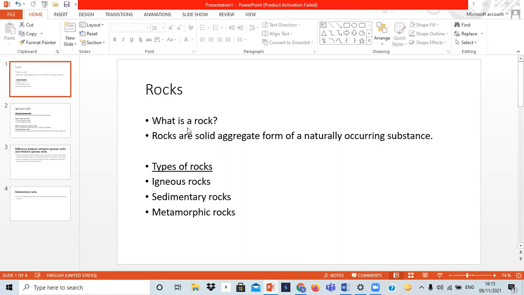Okay, all right. Types of rocks: igneous rocks, sedimentary rocks, metamorphic rocks.